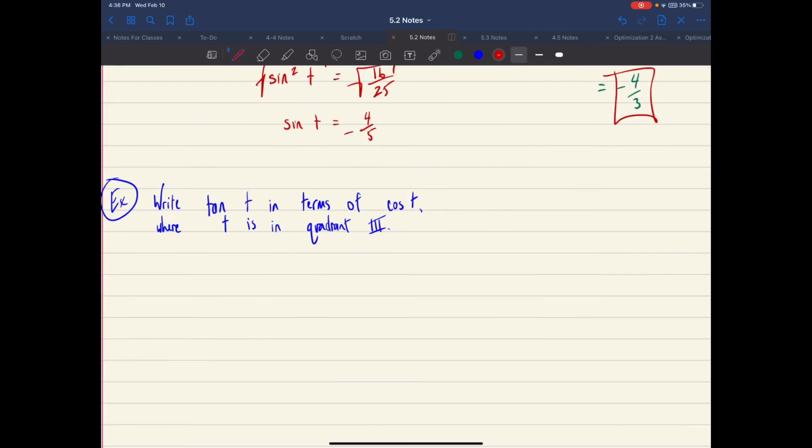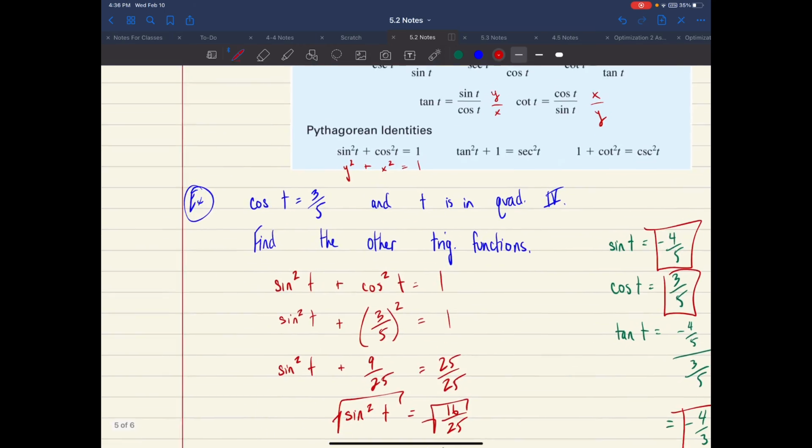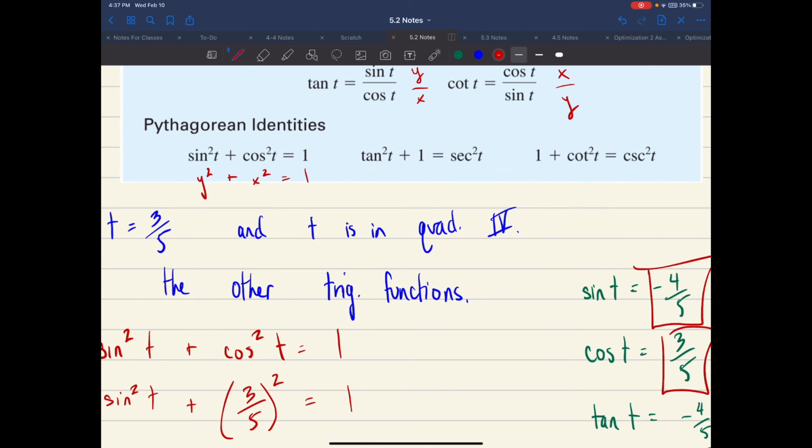All right, so let's go to the next one. This one says write tangent t in terms of cosine t, where t is in quadrant 3. So remember, t is just an angle given. Not that it matters in this case, but that's what it is. All right, so to write tangent in terms of cosine, we would need an equation that relates tangent and cosine. And so it would be tangent equals some things on the other side that have cosines in them. So if we go back to our box, we're looking at the Pythagorean identities. Which of these 3 identities has the one that relates tangent and cosine?